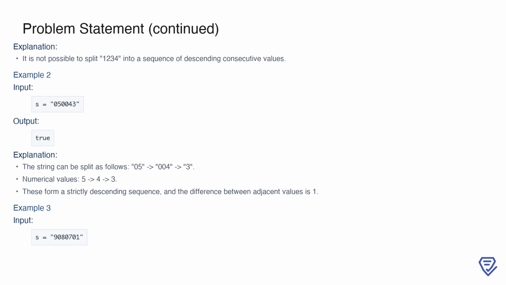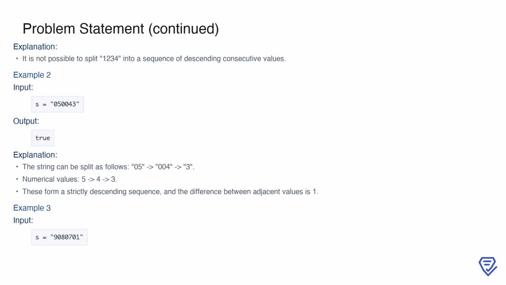For the input S equals 050043, the output is true. Here's why: the string can be split into the substrings 05004 and 3. When we convert these substrings into their numerical values, we get 5, 4, and 3. These values form a strictly descending sequence, and the difference between each pair of adjacent values is exactly 1.